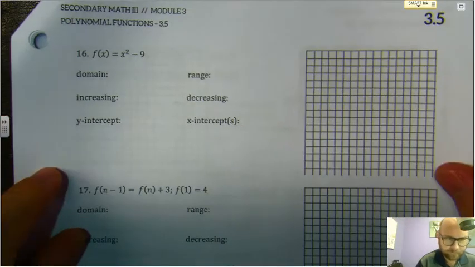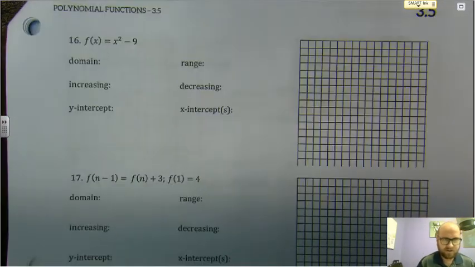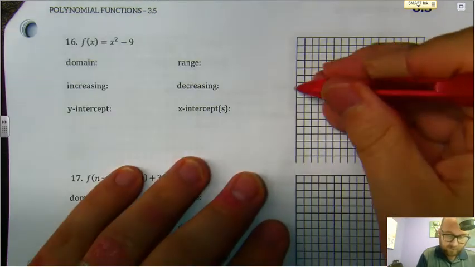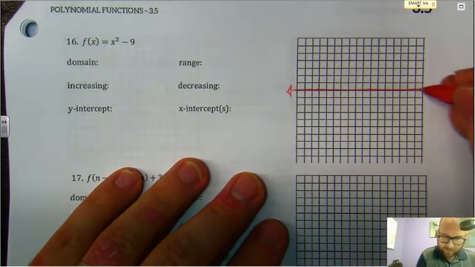We're going to be graphing functions and identifying their features. Okay. Graphing functions and identifying their features. So I'm going to start with number 16. We're doing x squared minus 9. This is going to be a parabola where we are doing a vertical shift down 9. So draw my axes.